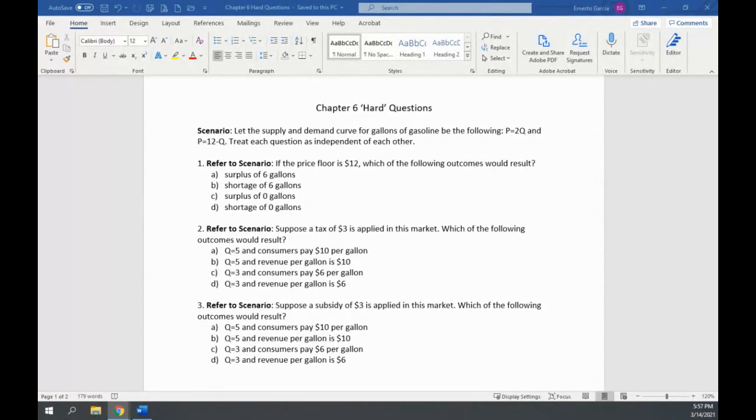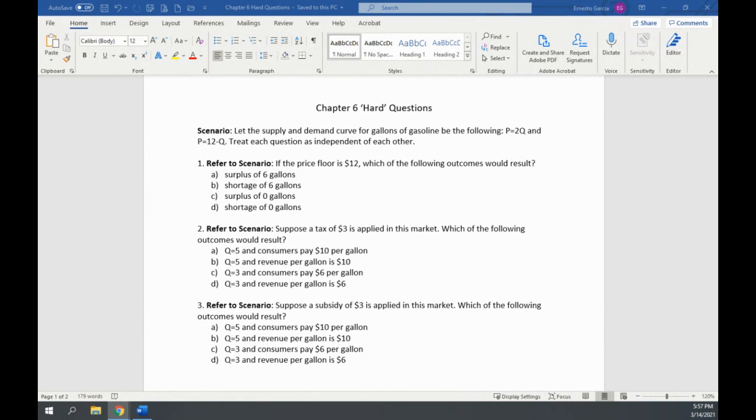Okay, so we're going to solve number 3 from chapter 6 hard questions. Number 3 tells us to refer to the scenario. The scenario reads: let the supply and demand curve for gallons of gasoline be the following. P equals 2Q and P equals 12 minus Q. Treat each question as independent of each other.